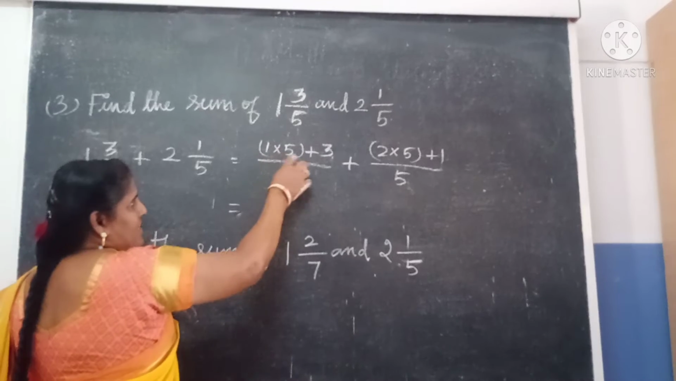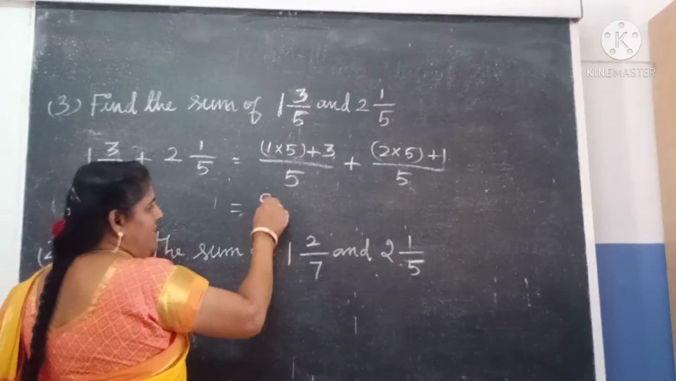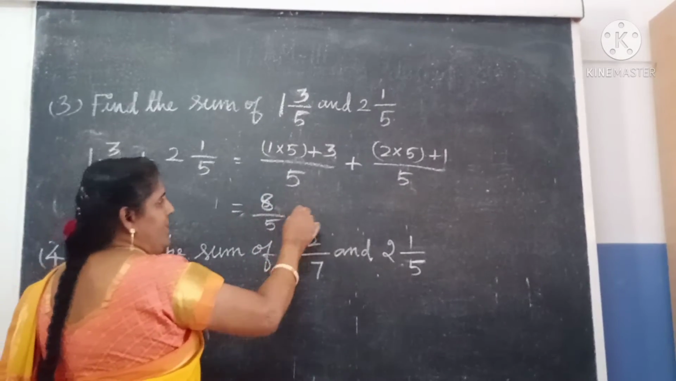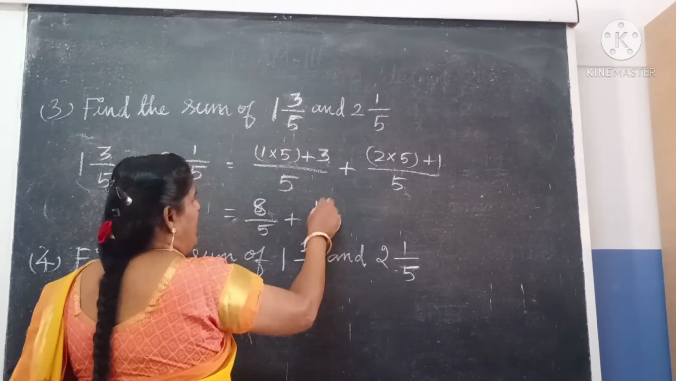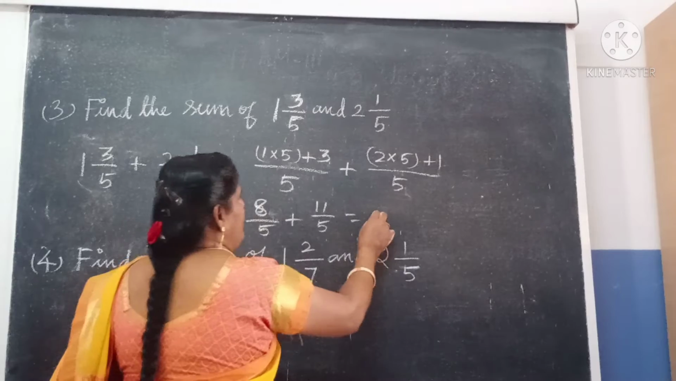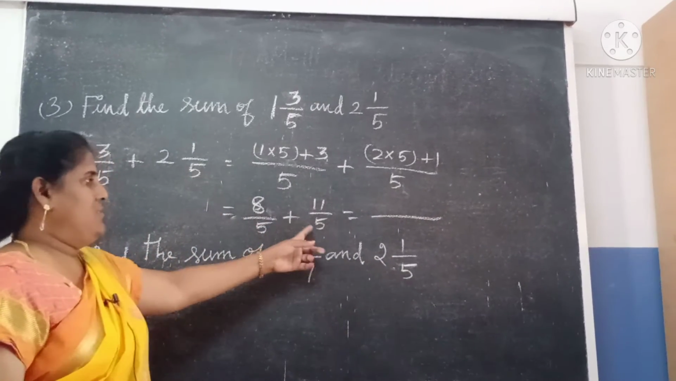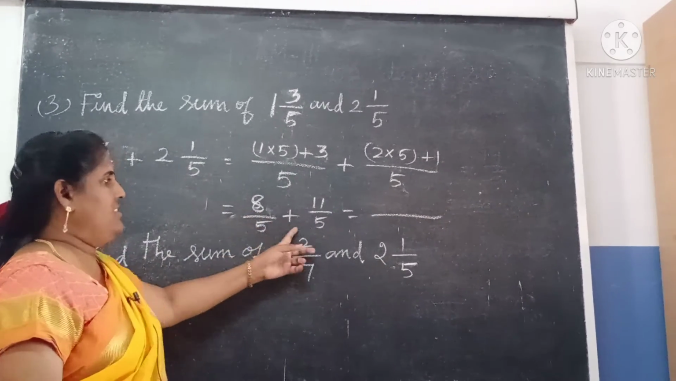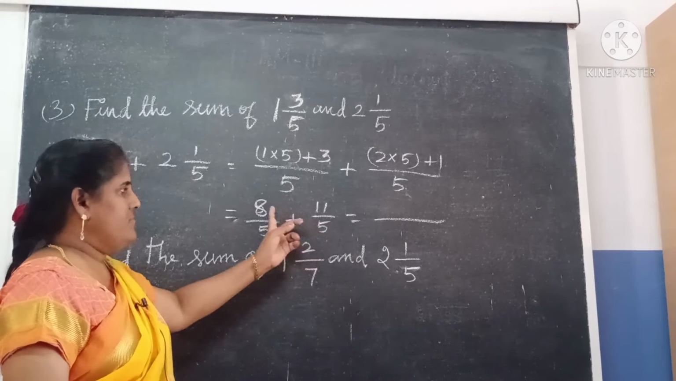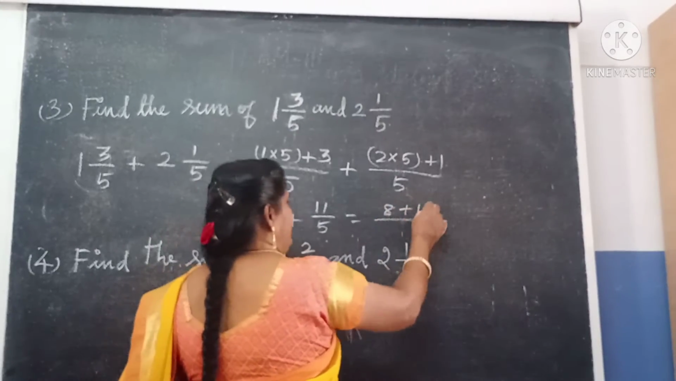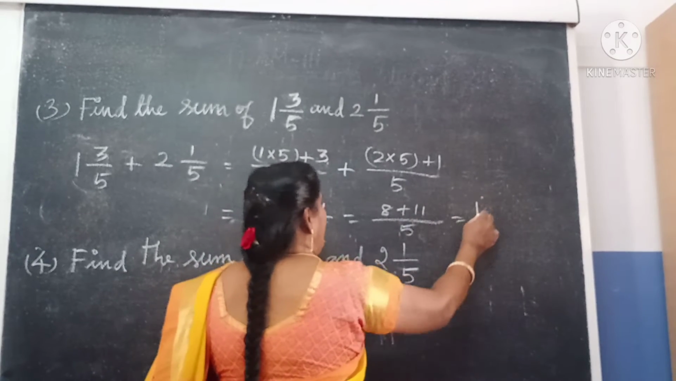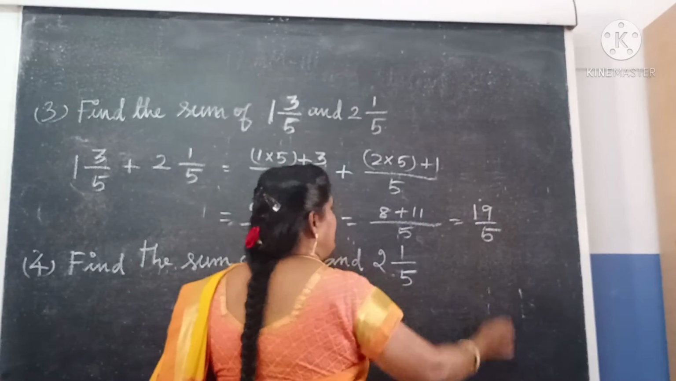5 plus 3, 1 5s are 5, 5 plus 3 is 8 by 5. Plus 2 5s are 10, 10 plus 1 is 11, 11 by 5. So this is a like fraction. Therefore we just add the numerators. So 8 plus 11 by 5 is equal to 19 by 5 is the answer.